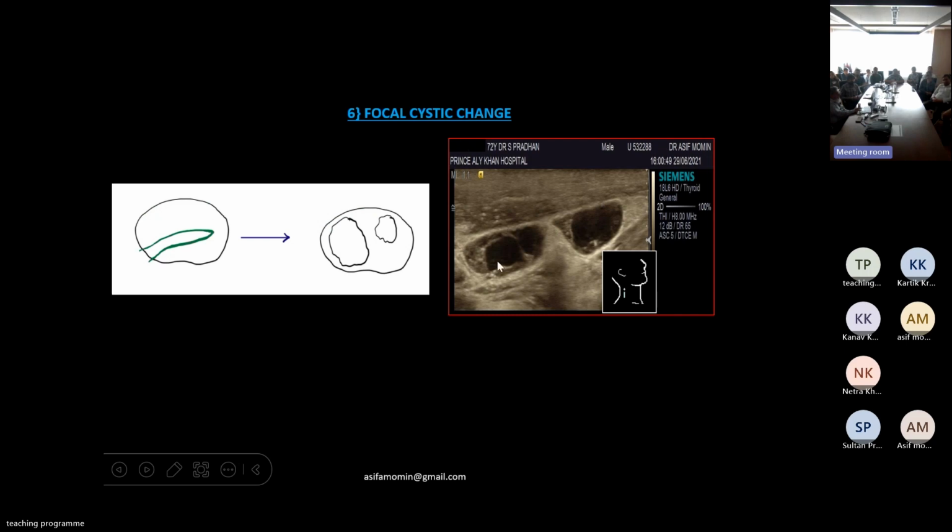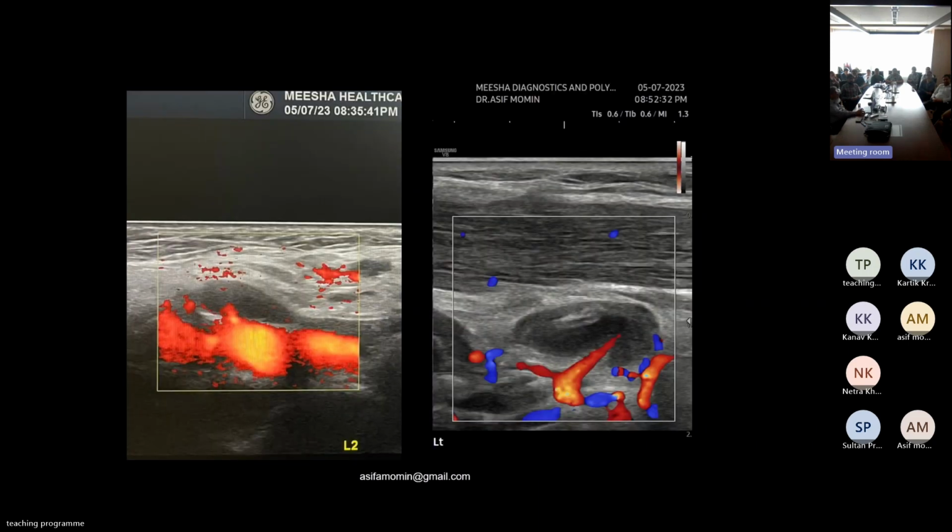Cystic change, I think, as we understand, is very common in SCC and PTC nodes, where we tend to see typical necrotic areas. And this is a sure shot sign of a very abnormal node. The only problem is that sometimes in tuberculosis we do see such changes. So I think FNA can be done if it is not a known primary.